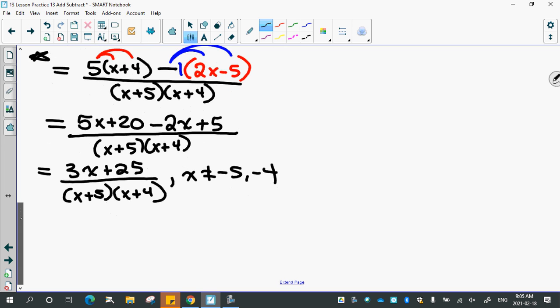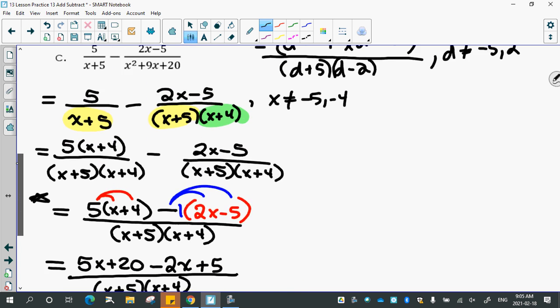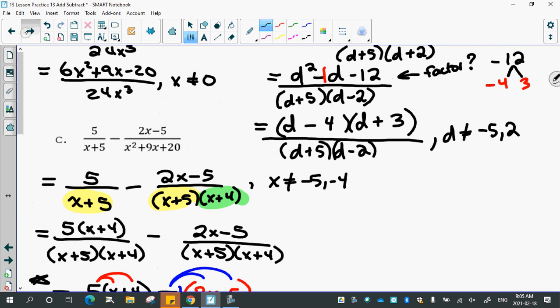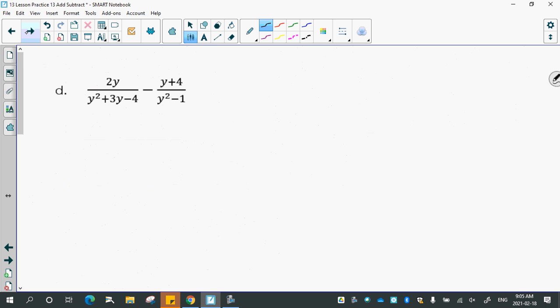Okay. D. All right, so step 1, factor each numerator and denominator as much as possible. So 2y is just a monomial, so it can't be factored. Y squared plus 3y minus 4. I'll let you guys try the factoring there.